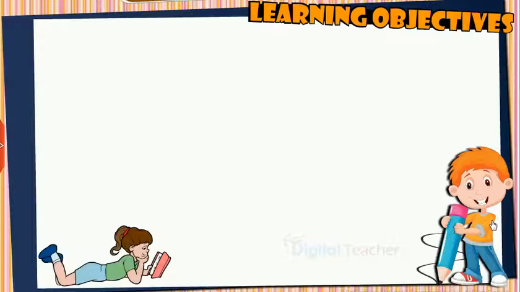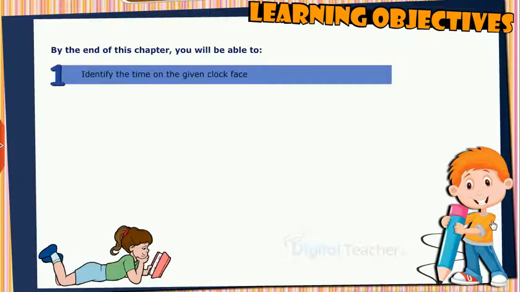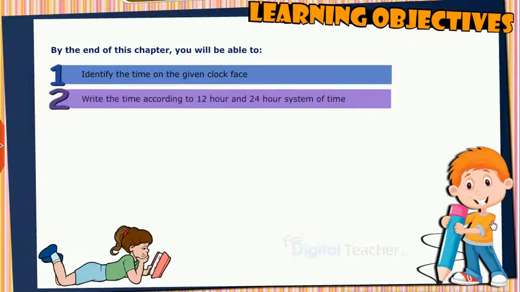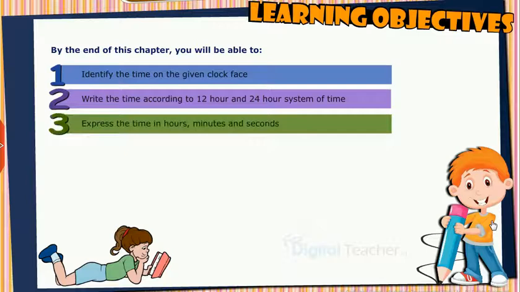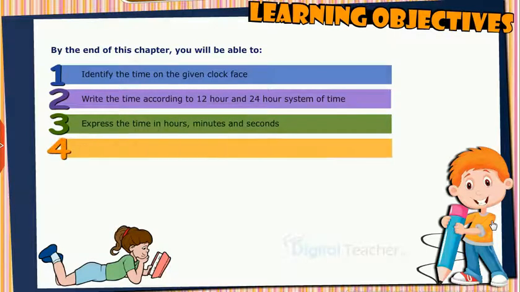Learning objectives. By the end of this chapter, you will be able to identify the time on the given clock face. Write the time according to 12-hour and 24-hour system of time. Express the time in hours, minutes and seconds. Explain the format of date.